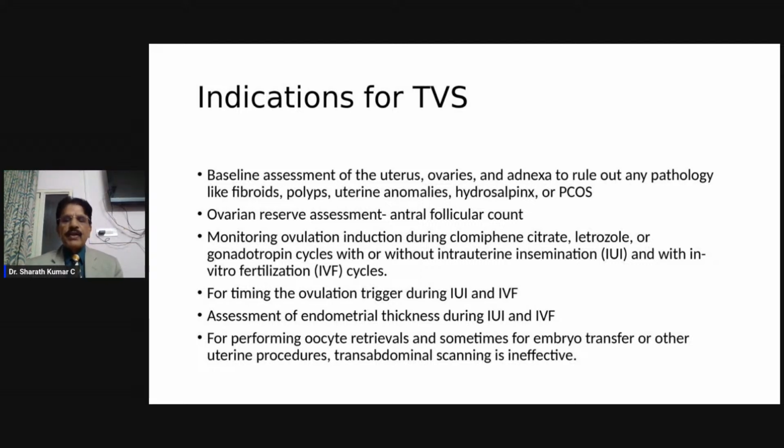Transabdominal scanning is effective. So why TVS is more important than the transabdominal scanning for ovaries and uterus is because the transducer will be very near the organs. We go almost touching the uterus, touching the fallopian tubes, touching the ovaries, so that the organs are seen much better. The resolution will be far superior. And also to do some procedures, for example, for oocyte retrieval, the transvaginal scanning is the method of choice. So indications for TVS are much more than the indications for transabdominal scanning.